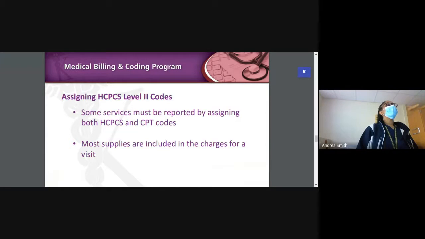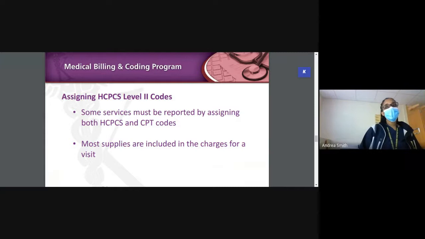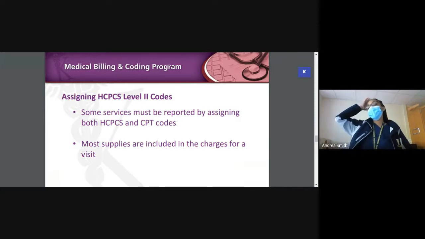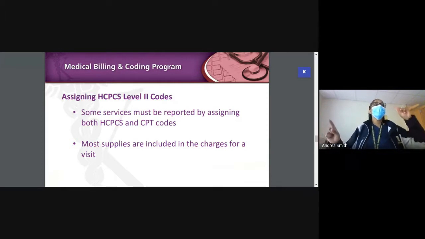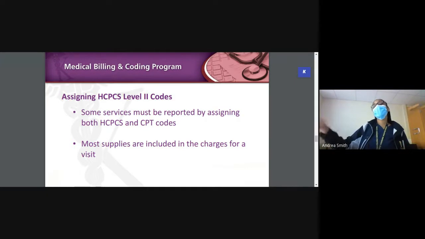When you assign a HITPIX Level 2 code, some services must be reported by assigning both the HITPIX and a CPT code. Meaning, if you had knee surgery and I prescribed you a knee pump to go home to exercise that leg, the procedure needs to match the device that I'm giving you.